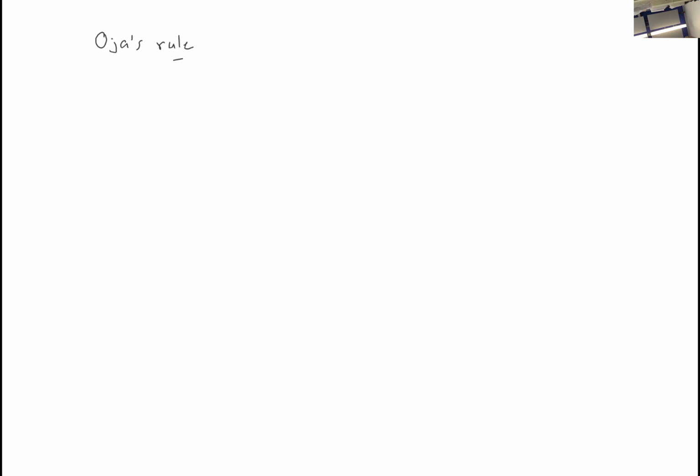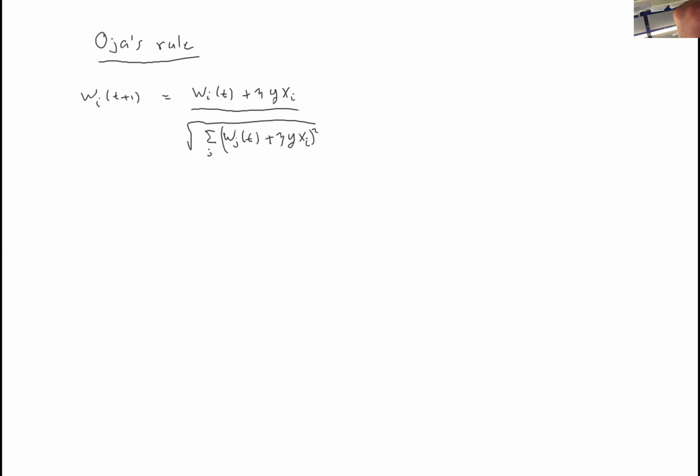Okay. And what Oja said is, okay, here's what I'm going to do. I'm going to change the weight delta w_i. I'm going to write down w_i of t plus one equals w_i of t plus eta y x_i. But I'm going to normalize this. I'm going to divide it by the square root of the sum on j of (w_j of t plus eta y x_j) squared. Okay. And what that does is guarantee that the weight norm doesn't change.